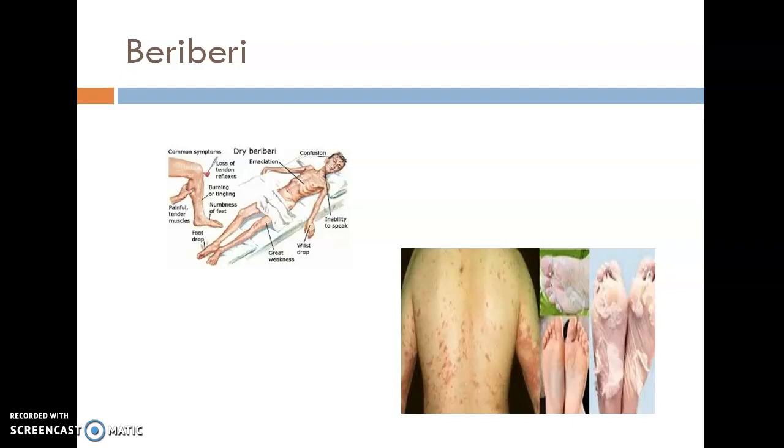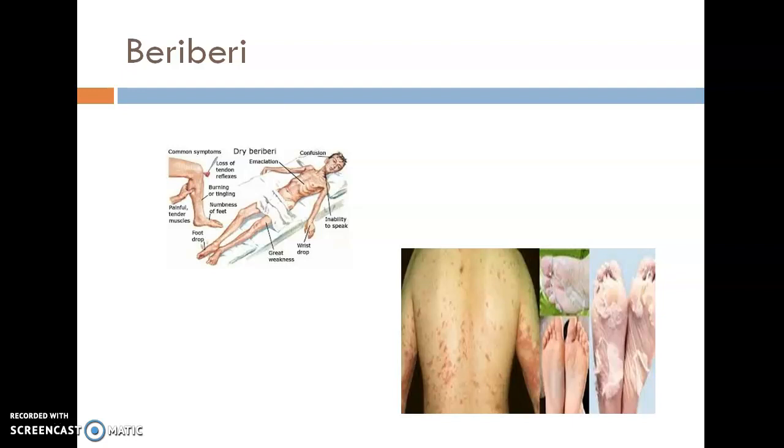Infantile beriberi is seen in infants who are born to mothers suffering from high thiamine deficiency. It is common in the Southeast Asian countries where the diet consists of polished rice. There are two types of infantile beriberi, that is cardiovascular type and neuritic type. In cardiovascular type or wet infantile beriberi, it manifests in a 2 to 4 month old baby.